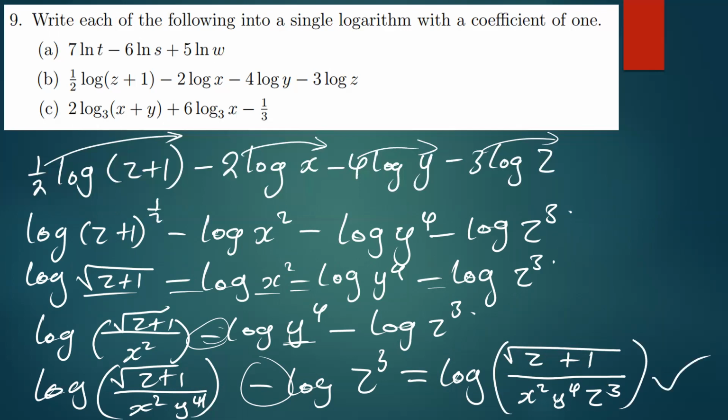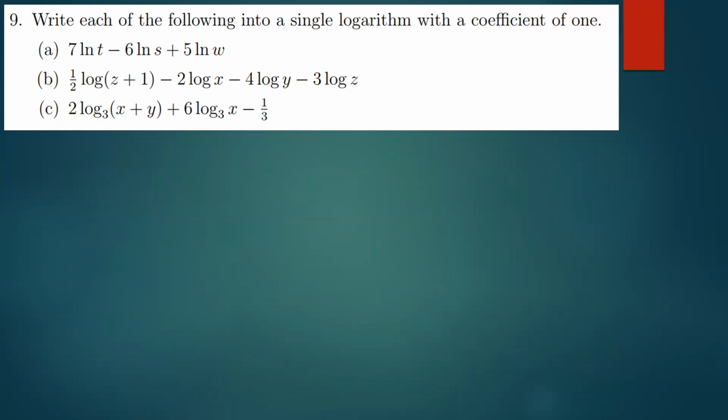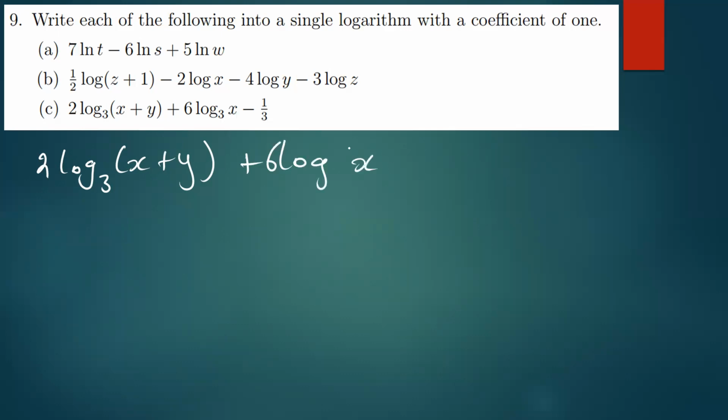Let us look at part C quickly, and then we call it a day. So part C is, we have 2 log x plus y base 3 plus 6 log x minus 1 over 3.